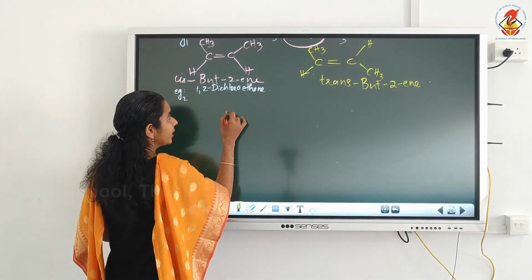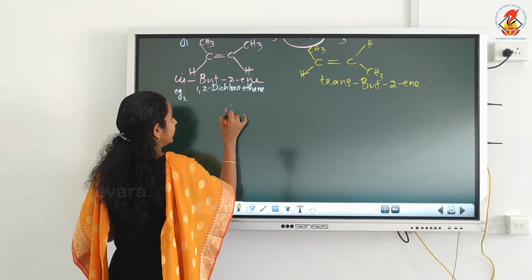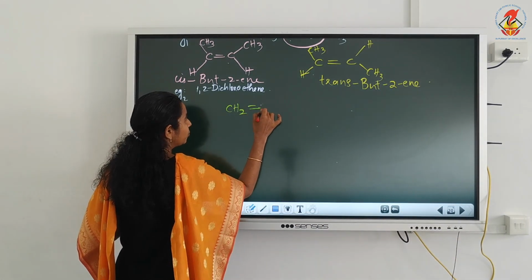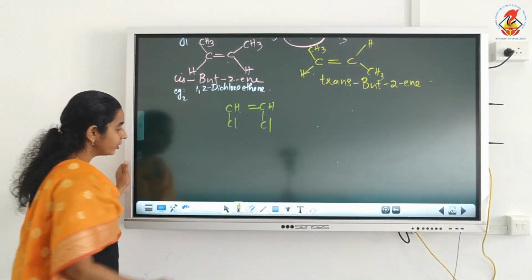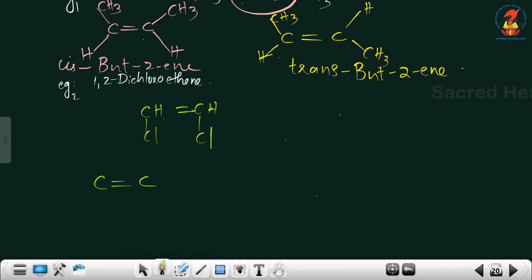What is the 1,2-dichloroethene formula? The ethene formula is CH2 double bond CH2. So 1,2-dichloro means on this carbon there will be one chlorine, on this carbon also there will be one chlorine. Now how to draw the cis and trans isomer of this? First draw the carbon-carbon double bond. Which are the groups on this carbon? One hydrogen, one chlorine.